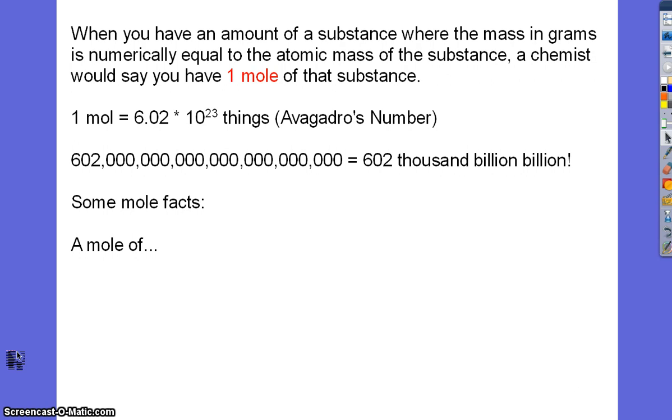So a mole is 6.02 times 10 to the 23rd things. This is known as Avogadro's number. It's a really huge number, 602,000 billion. Certainly not the biggest number out there, but it is a huge number.